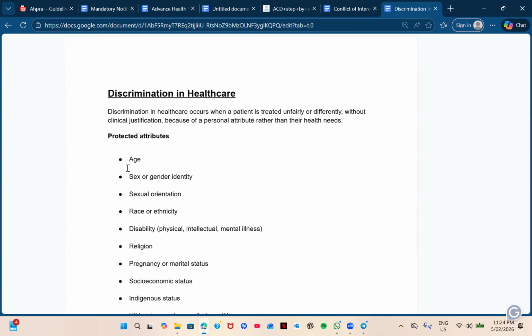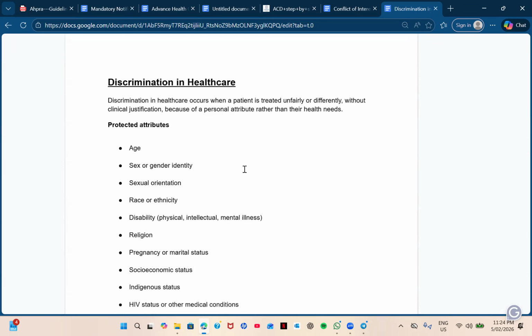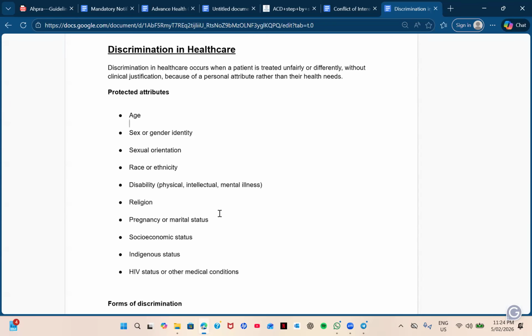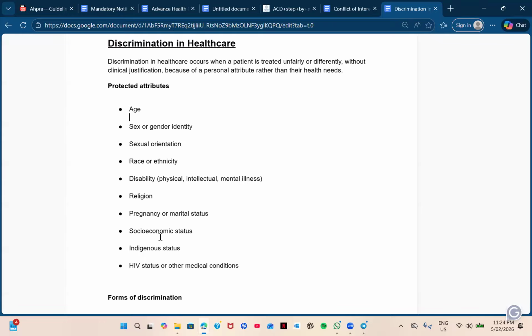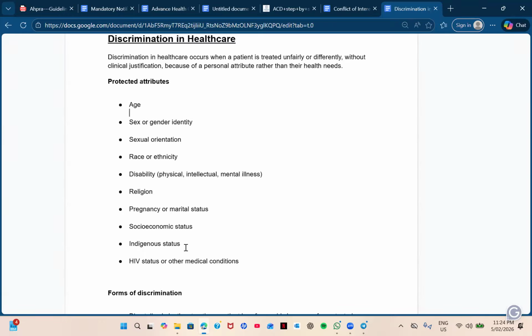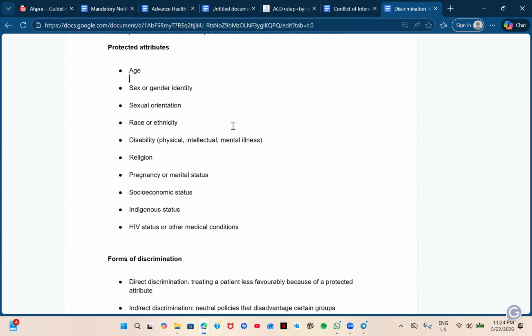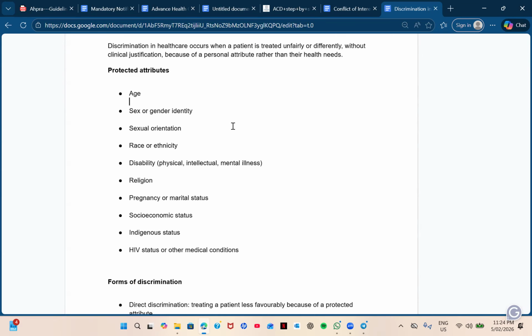Why unfair treatment? Because sometimes it can be due to age, sex or gender identity, sexual orientation, race or ethnicity, disability, religion, pregnancy or marital status, socioeconomic status, indigenous status, HIV status or other medical conditions. So these are the factors that can trigger discrimination, right? Discrimination, you can just remember as unfair treatment due to these criteria. Can be age, can be ethnicity, like that.